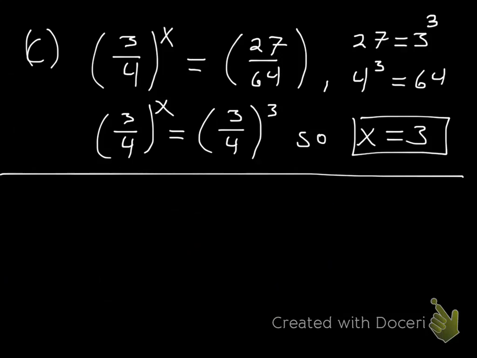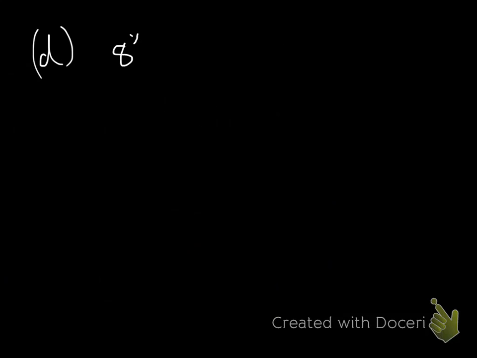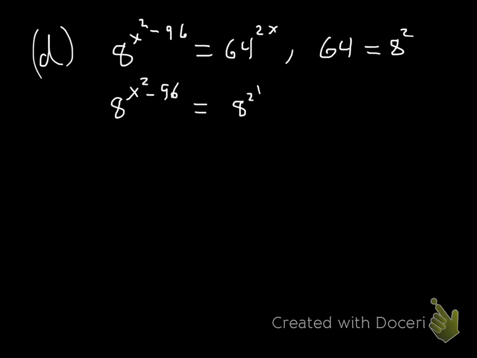Alright, got a couple more for you. Let's say we have 8 to the x squared minus 96 equals 64 to the 2x. They do not have like bases, so we're going to have to do a little bit of thinking about this one. Lucky for us, 64 is 8 squared, so we can go ahead and replace the 64 with an 8 squared, and then it has an exponent of 2x also, so we need to make sure that's included there too. Now, one of our exponent properties is that if I have an exponent raised to an exponent, I multiply. So 2 times 2x is going to be 4x.